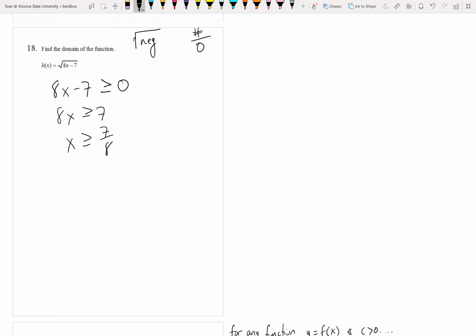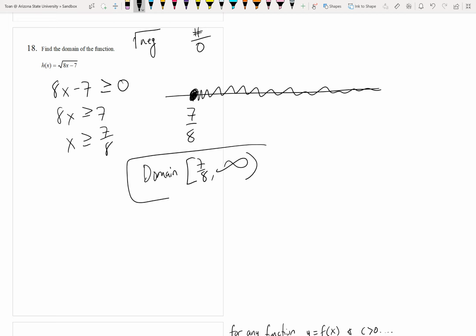I did want the answers in interval notation, so visually, if you can't see that, what that means is at 7/8, it's going to be closed because of the or equals to part, and I want numbers bigger than it, so you shade to the right. So there's your domain. My domain, you start at 7/8 and you go all the way to infinity.